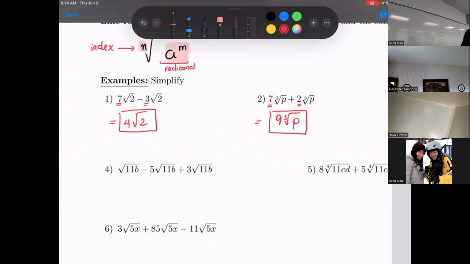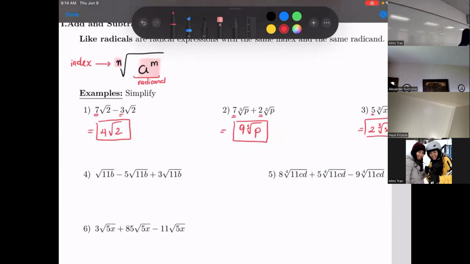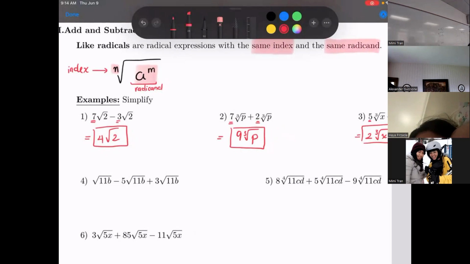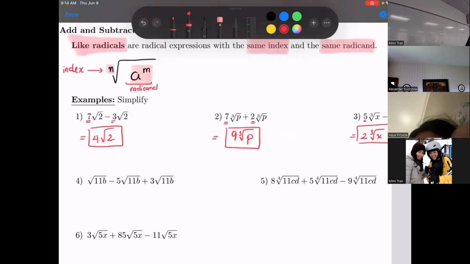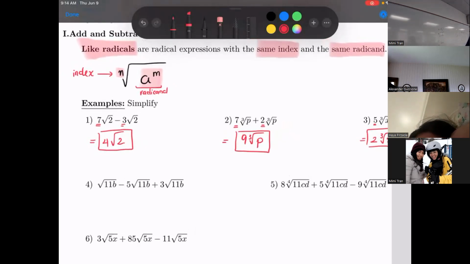Try number 4 and number 5. I'll walk around, see how you do. So right there, they're like radicals, the same index, same radicand. For those who come late.